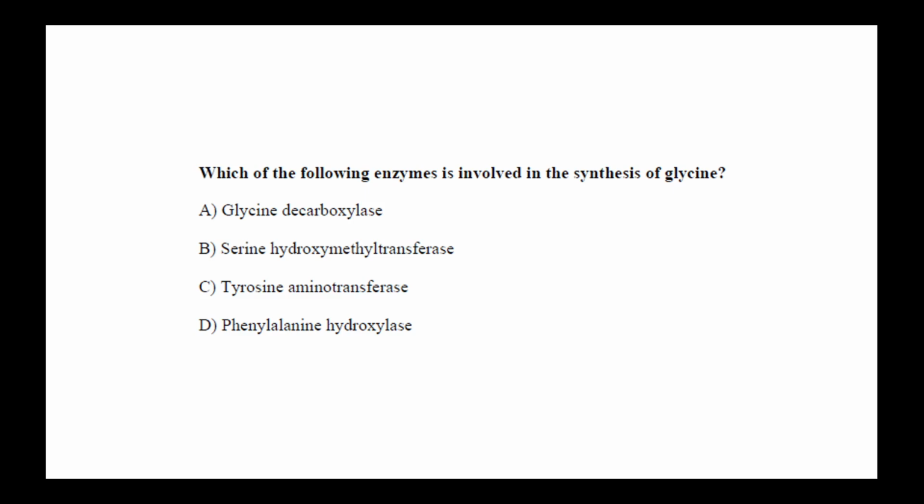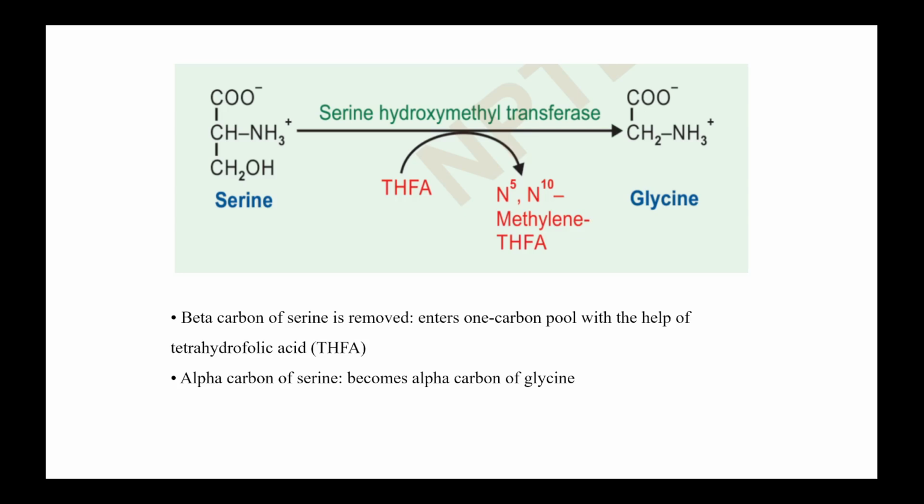You've answered option B, that is serine hydroxymethyl transferase. That is the correct answer. So glycine can be synthesized from serine by this enzyme, serine hydroxymethyl transferase, and it is actually a reversible enzyme. So serine can also be formed from glycine by the same enzyme.